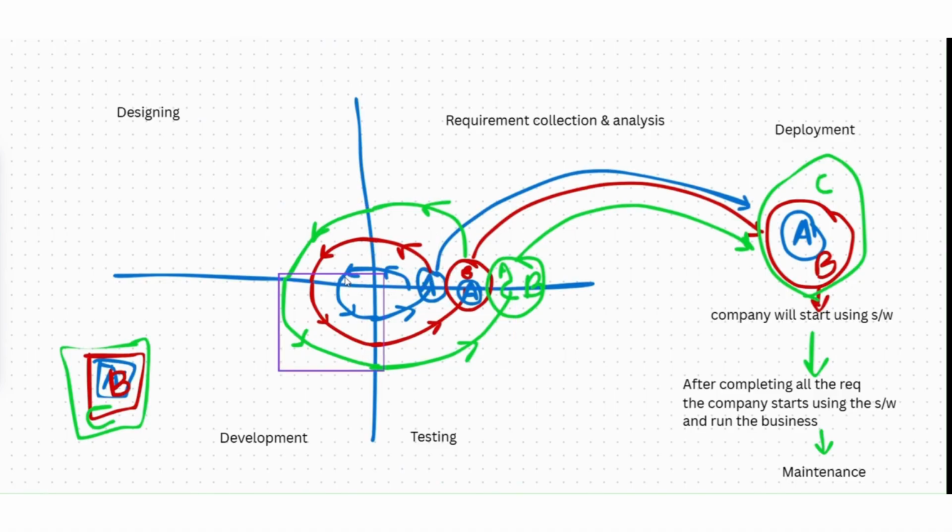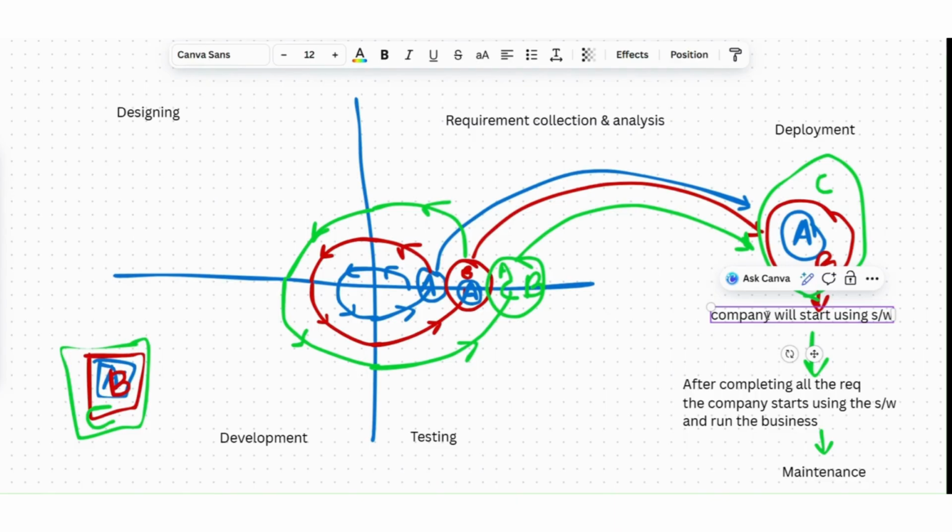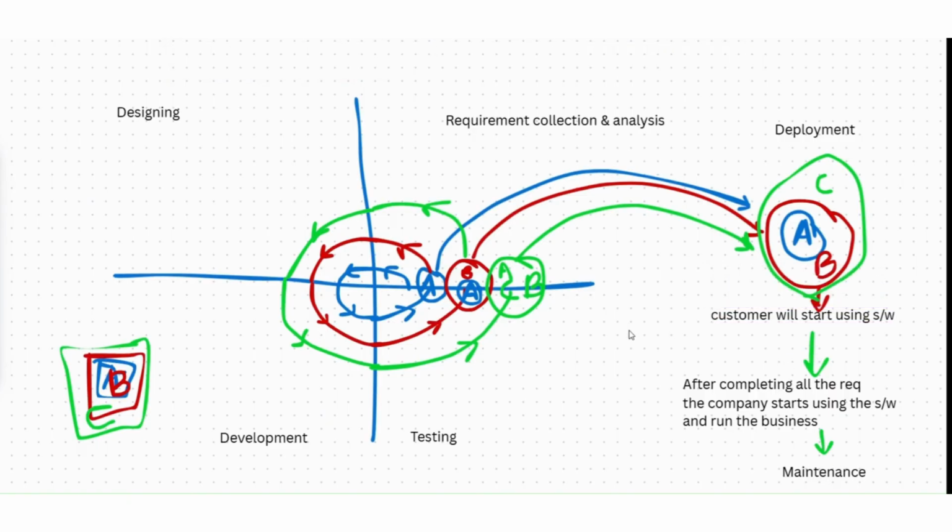After that, the designing of module A is completed. In the development, the developer starts coding for module A, and that software is tested by the tester. It consists of module A, and that will be deployed to the customer, and the customer starts using that software. Here the customer's company starts using the software.